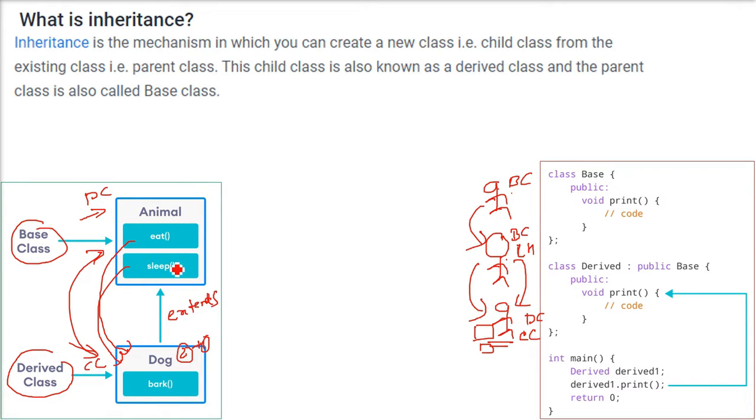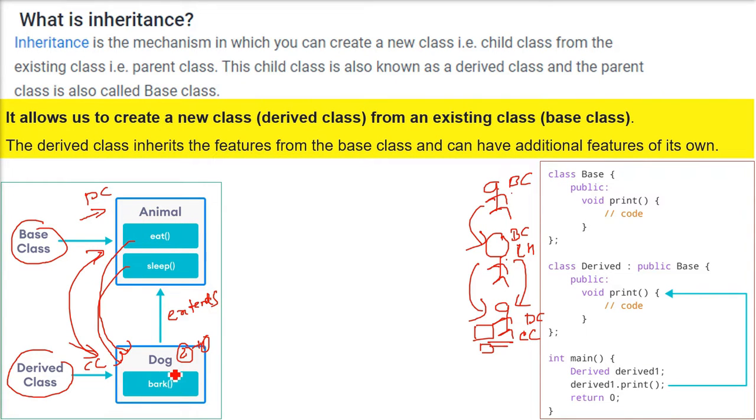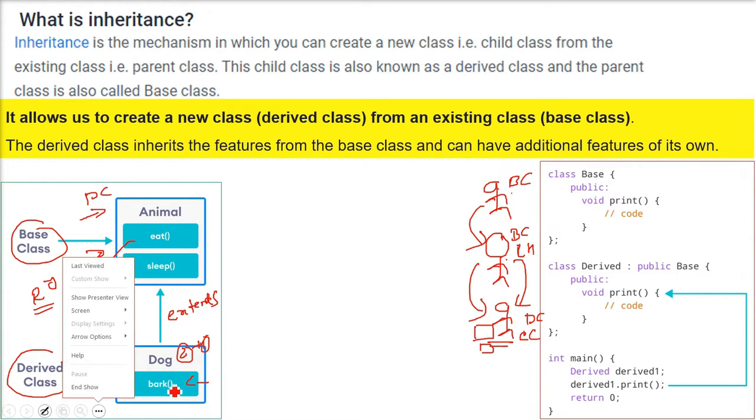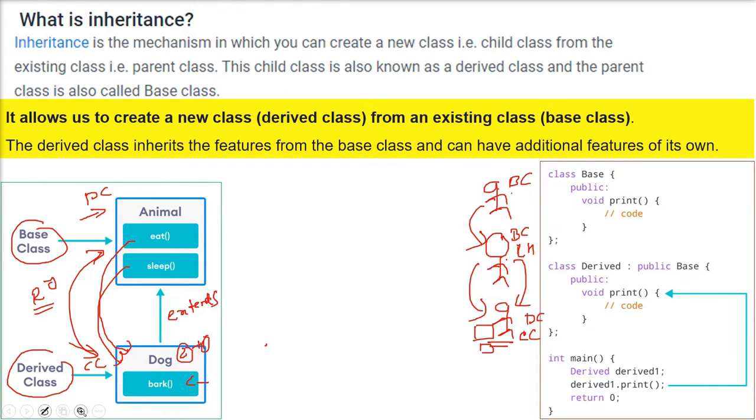So dog extends animal. Dog class, it extends animal. That is, the dog is inheriting the animal class. You can say animal is inherited. So inheritance is allowing us to create a new class, which is the derived class, from the existing class, which is the base class. It is reusability. The derived class inherits the features, say, the data members and the functions which are public and protected from the base class, and can have additional features of its own, which you see here in the dog class, which is bar, additional feature.